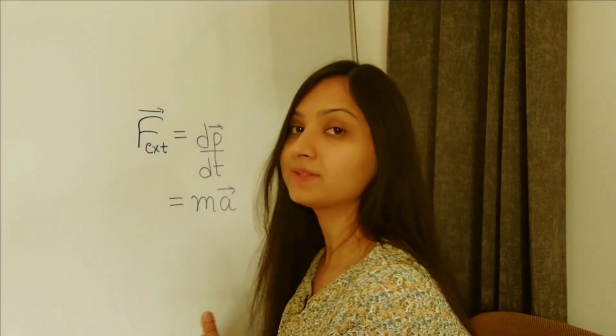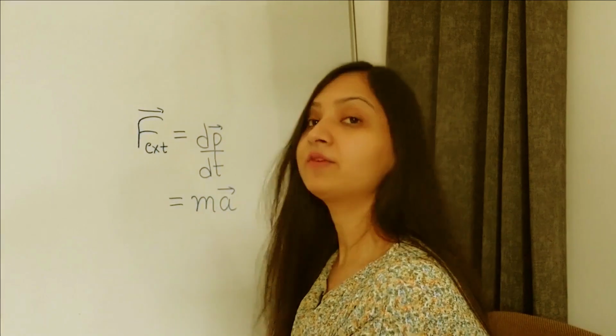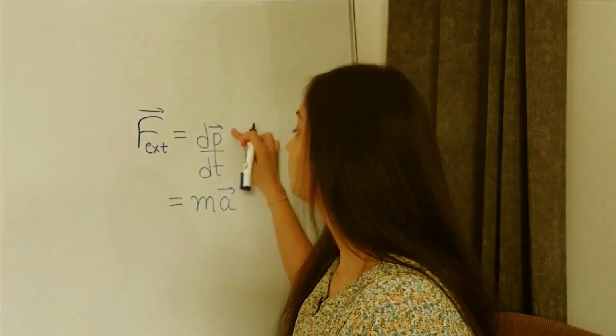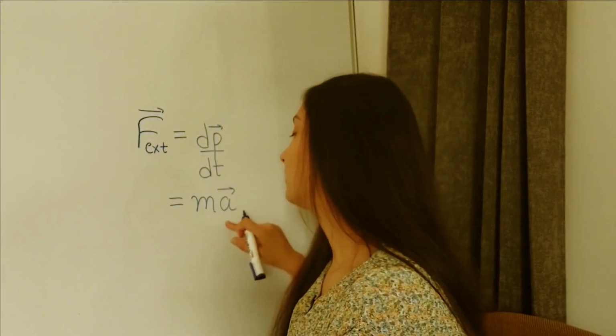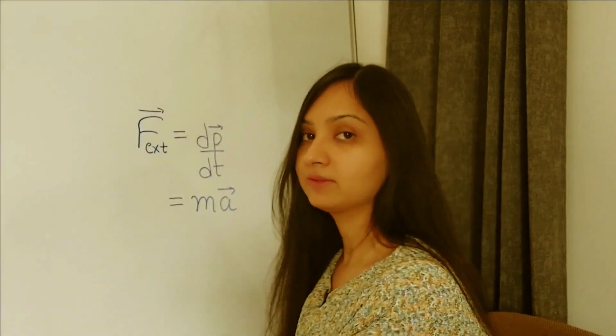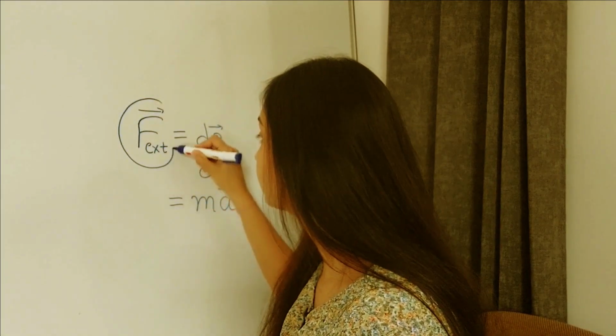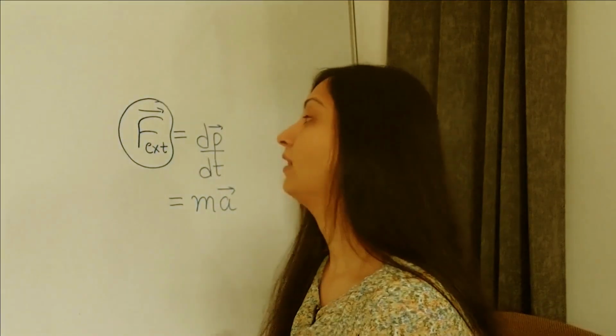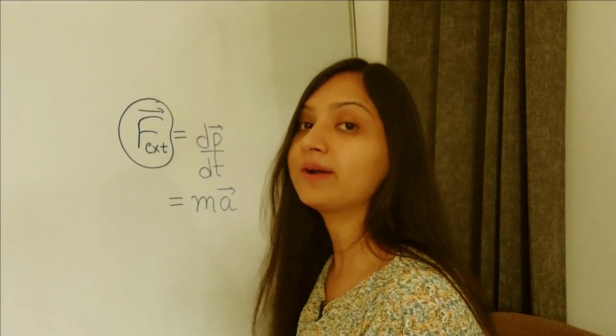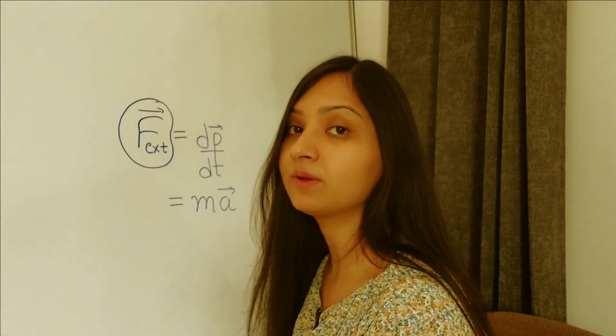The second law of motion states that the external applied force is equal to the rate of change of momentum, which is also equal to mass into acceleration. But the point here is, what is the origin of this external force? Which agency provides this external force on the body?